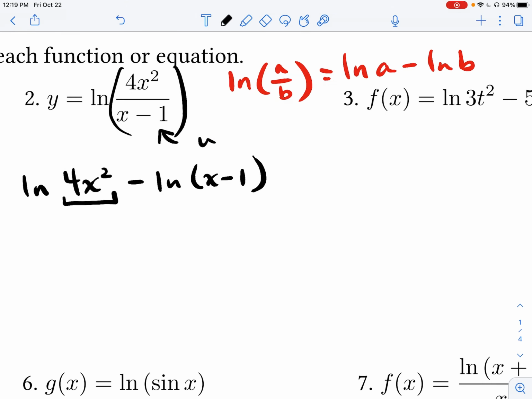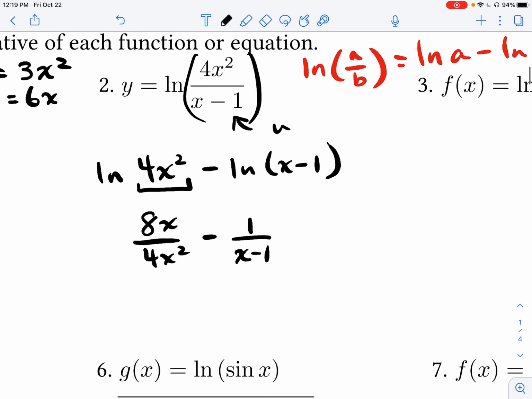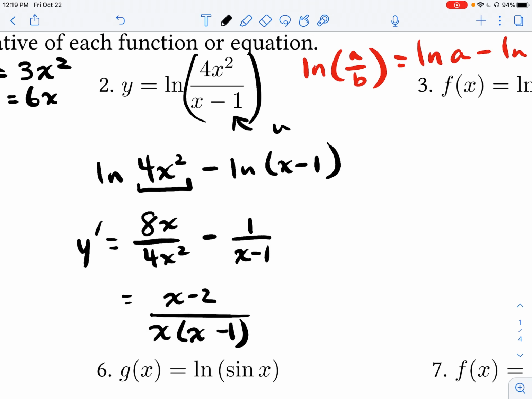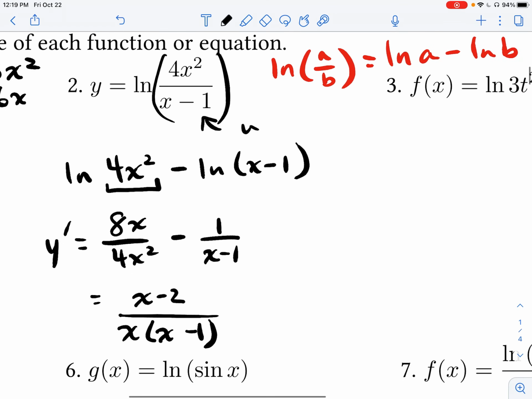What is the derivative of my argument here? That's just 8x over my original argument, 4x squared. Here, what's the derivative of x minus 1? Well, that's just 1 over my original argument, x minus 1. So we can say y prime is equal to this. Okay, and if you wanted to rewrite this or just compare your answer with having done the quotient rule originally, you would get x minus 2 over x times x minus 1. Okay, that's number 2 there.